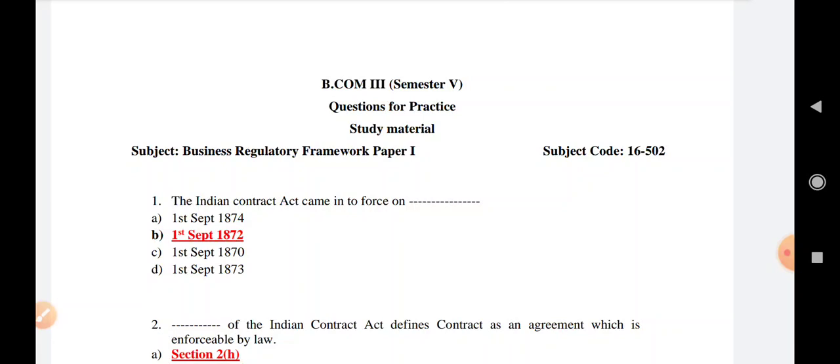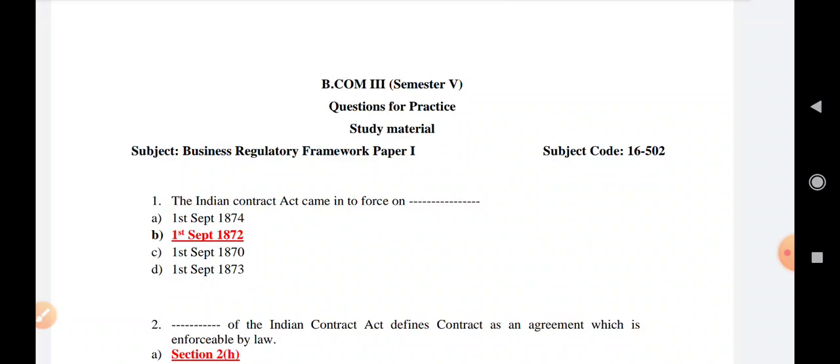Dear students, today we will be discussing Business Regulatory Framework Paper 1. As you know, in the MCQ exam we need to be very precise, and for that purpose I want to give you some study material. Here are some important questions for practice, and in the exam there may be questions like this.